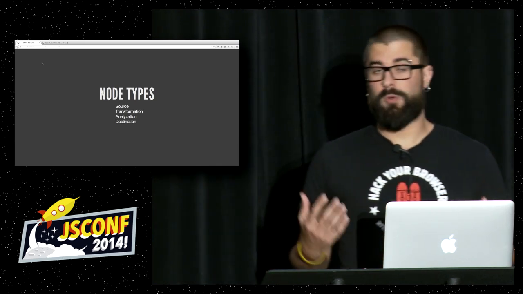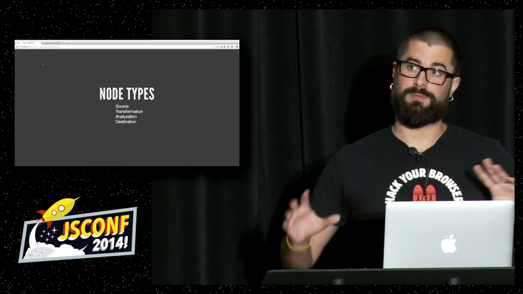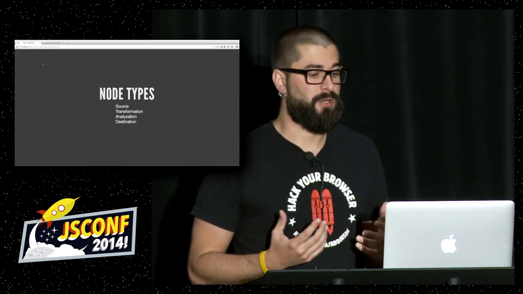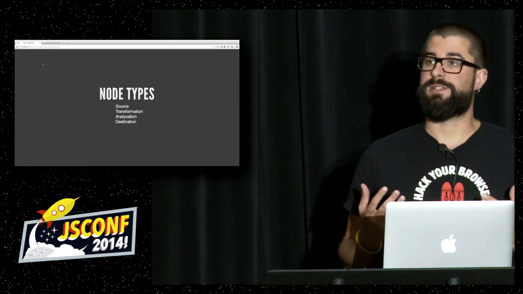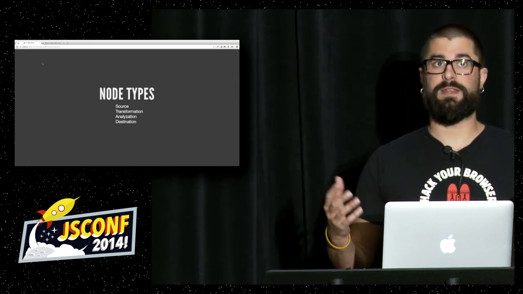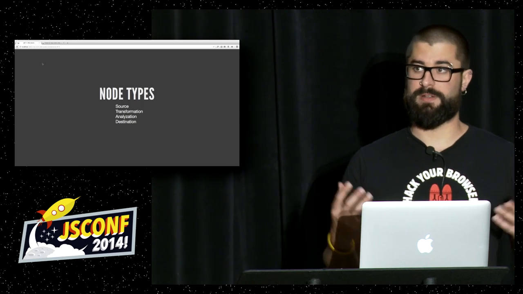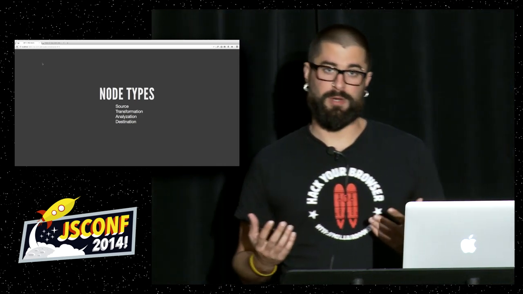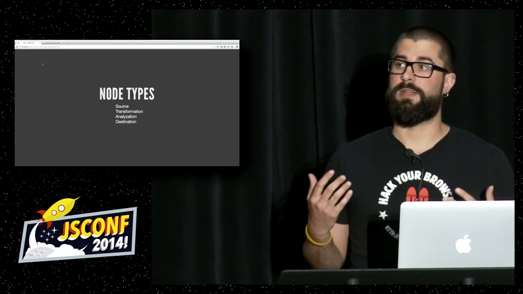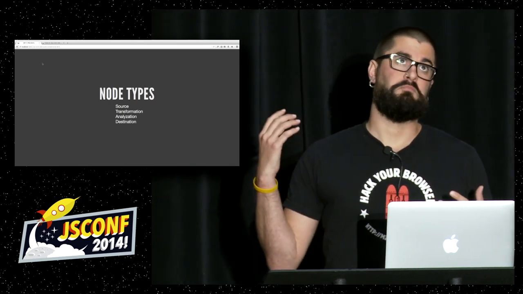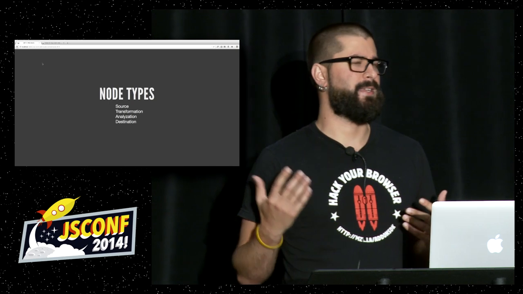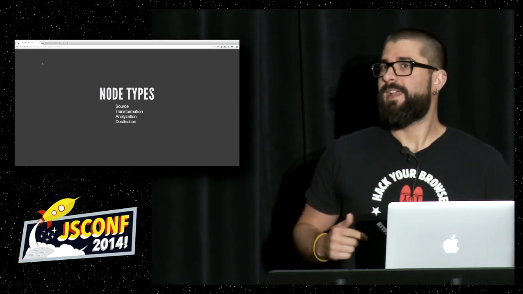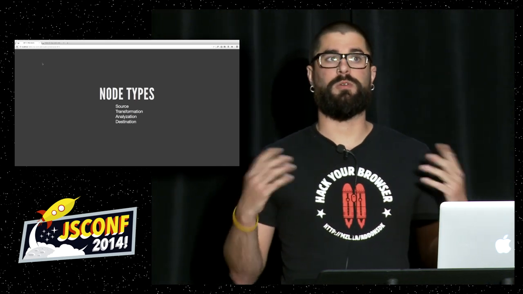So there are 4 node types. These aren't official. These are just ways to classify them to better understand the API. So there are source nodes, and source nodes emit sound. They're the origin of some kind of signal. We can make source nodes out of things like the WebRTC audio stream, HTML audio element, an oscillator, and something else. And so this is the origin of sound.